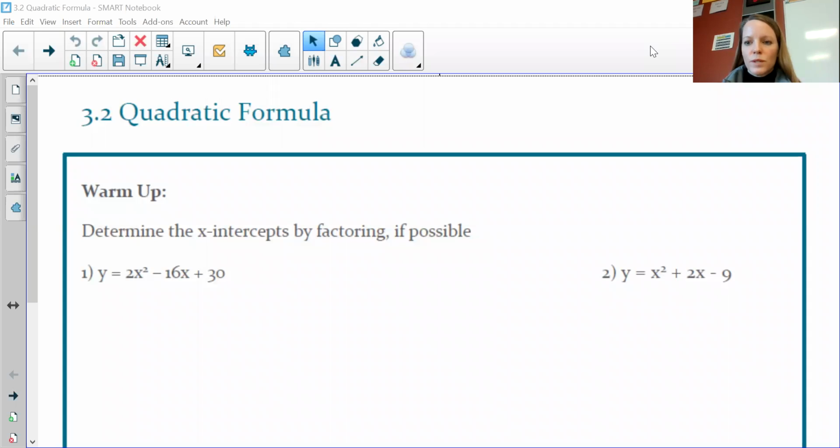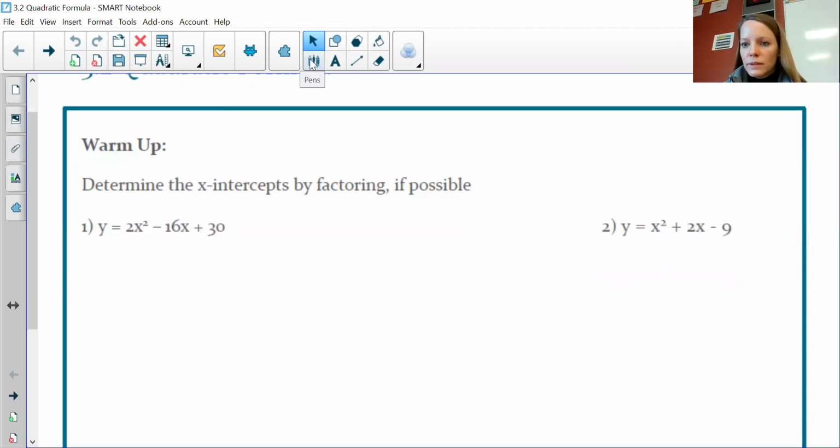So our last chapter was focusing on finding the x-intercepts by factoring. And here's two review questions. You guys can take a look at these. The first one, you can divide out the a value of 2 and then find factors of 15 that add to give you -8. So in that case, it's going to be -5, -3. So that's a quick method of factoring because you take the a value out.